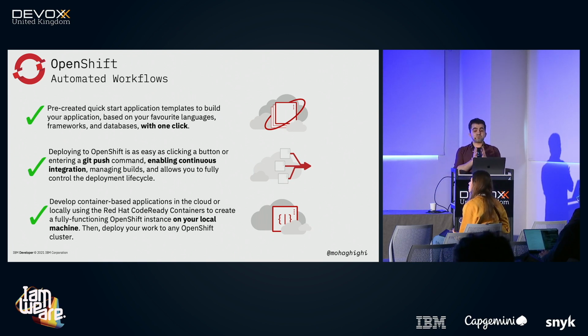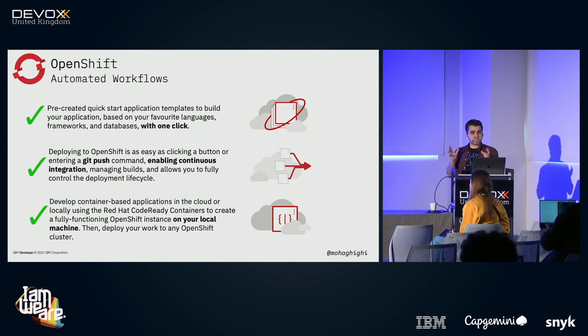So OpenShift comes with pre-created quick start applications. Whether you're a Java developer, Python developer, or Go developer, you can easily use one of those pre-created templates to get your application up and running with literally one click. And then the second one is you want to focus on coding and not worry about what's going to happen in the background whenever you make changes in your code, in your repo, on your Git.